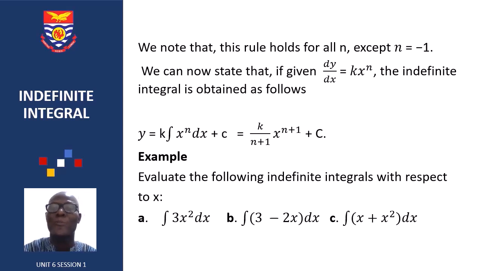Now also, if the first derivative dy over dx is given as kx power n, then to find the indefinite integral, we factor out the constant k, so that we have y equals k, the integral x power n dx plus c. Now integrating x power n, we have x power n plus 1 divided by n plus 1, plus c.